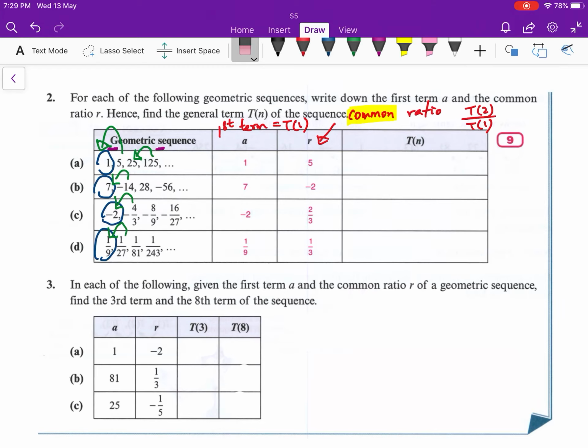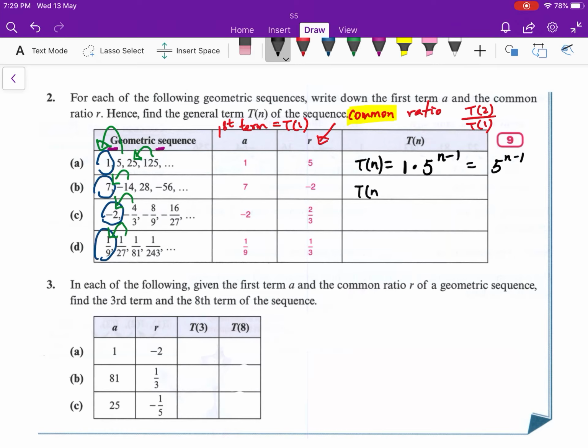You just need to memorize the GS formula. Okay, let's try to do it. I do it with you. Tn is equal to what? A times r to the power n minus 1. See? Super easy, right? When you simplify, 1 times anything will equal anything. So this is your final answer.